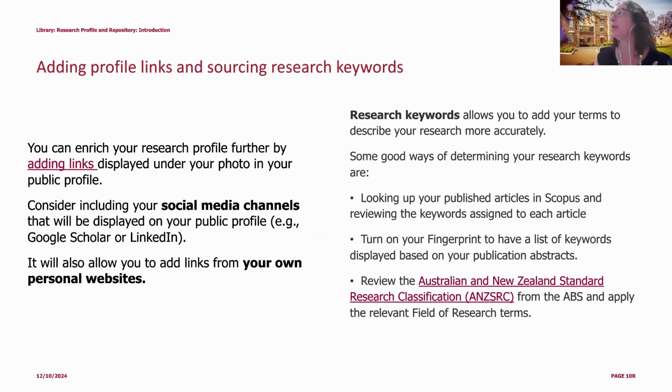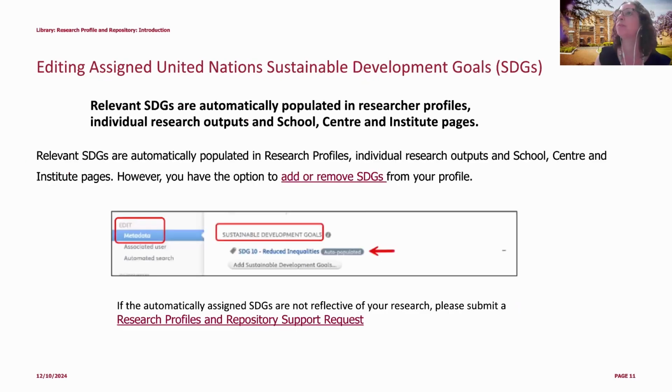Okay, we've talked about adding links and keywords. There's also a section in there which is called your fingerprint. If you turn that fingerprint on, that will automatically derive specific subject areas based on your research. So you don't have to then enter your own keywords, but you can do both. But that fingerprint is also a nice little feature that we can have and use. And of course, the FOR codes as well.